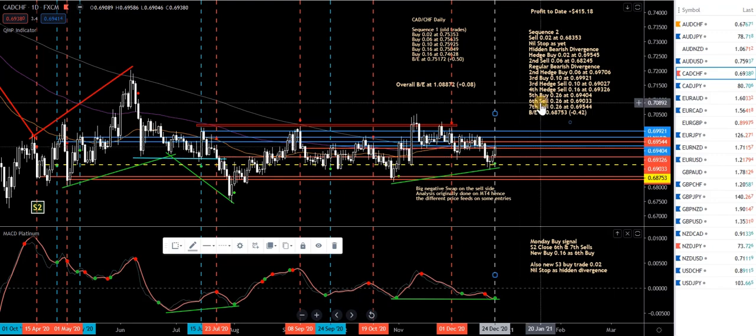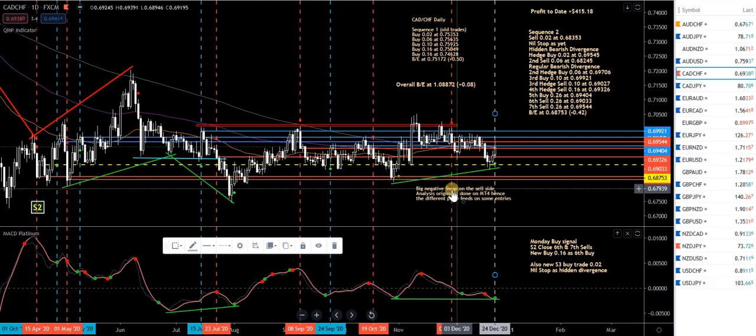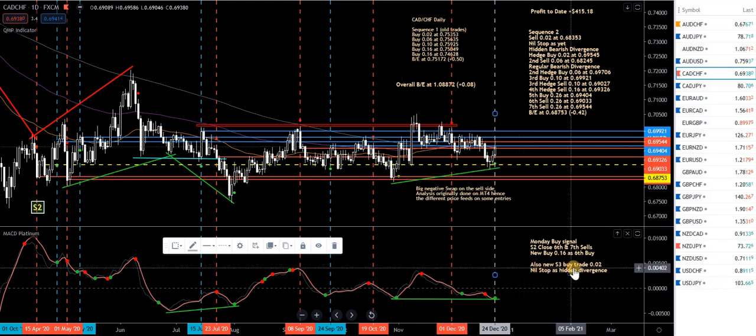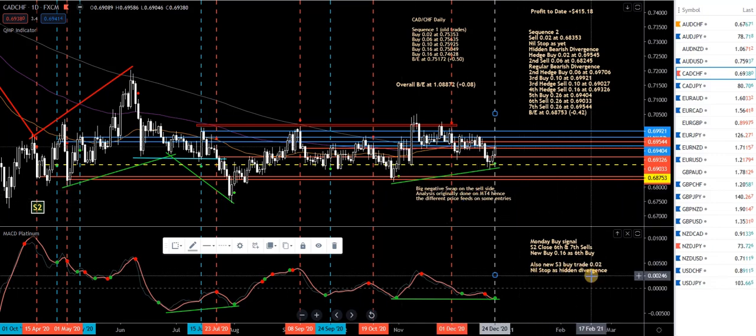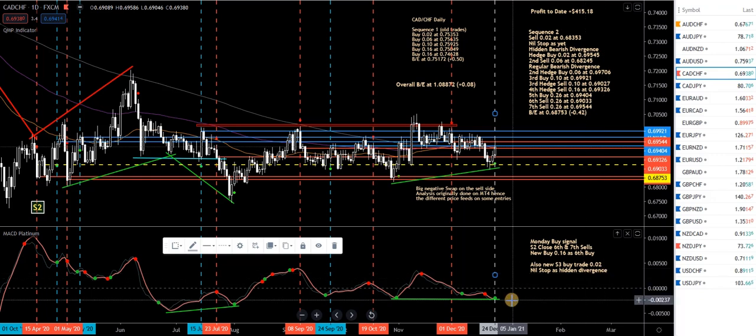So that'll change things. It'll change my profit. It'll change my break even. It'll push it up here somewhere. And also I'll take a new sequence 3 buy trade, and it'll stop in place because I've got hidden divergence.